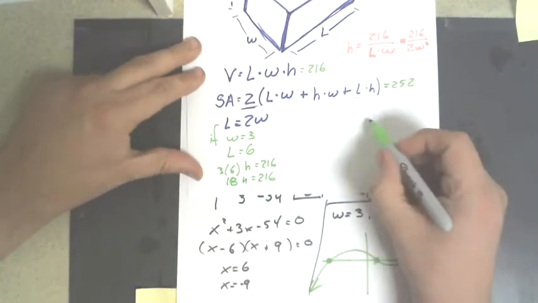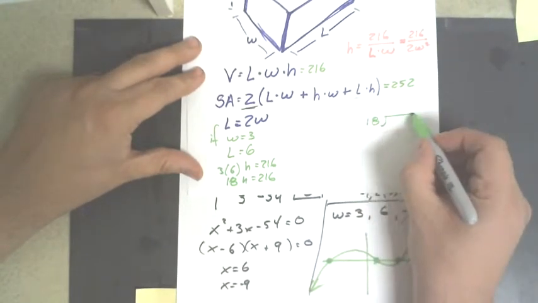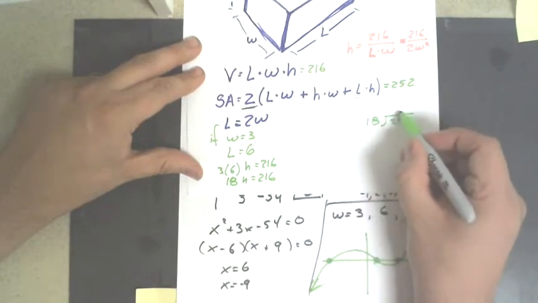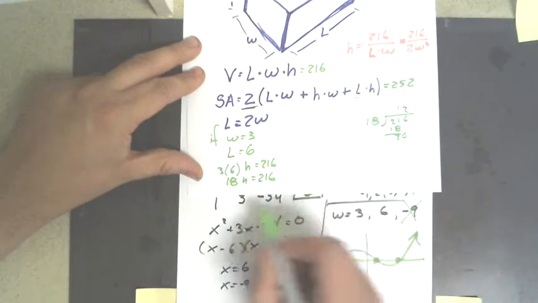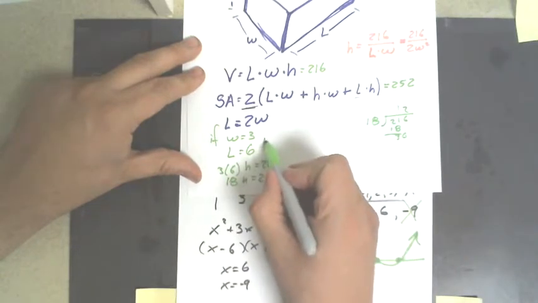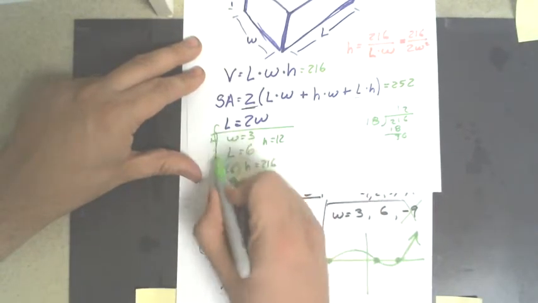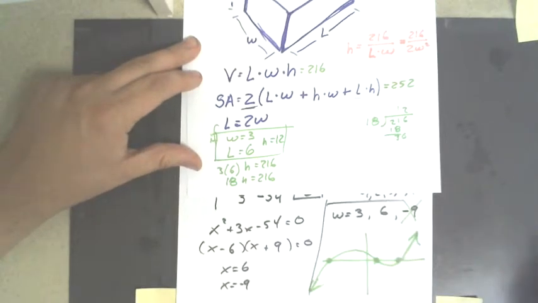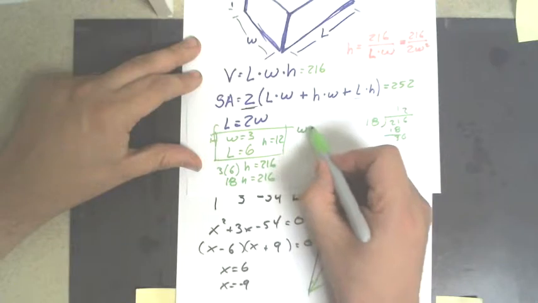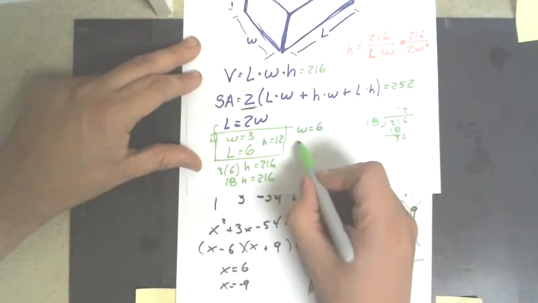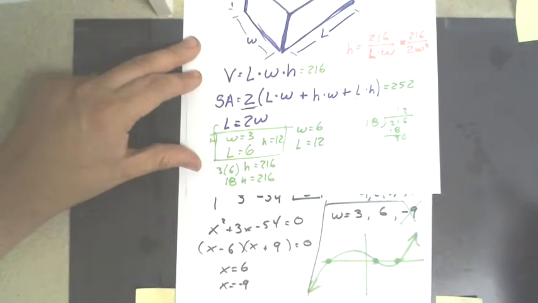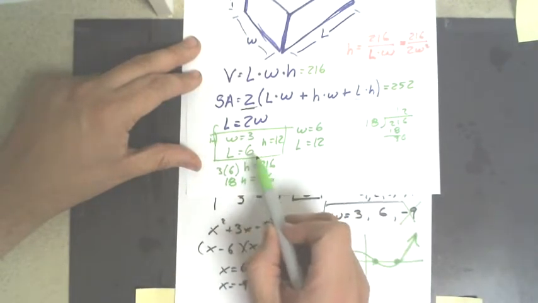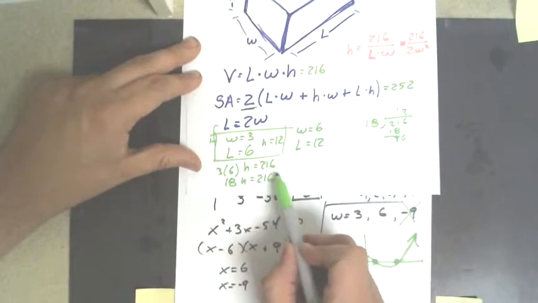I don't know. When in doubt, divide. 18 goes into 21 once, 18. That leaves 36, 2. So how about 12? So the height would be 12. So that's one set of dimensions. If the w is equal to 6, then the length would be twice that, 12. And we already know that 3 times 6 times 12 gives us 216.